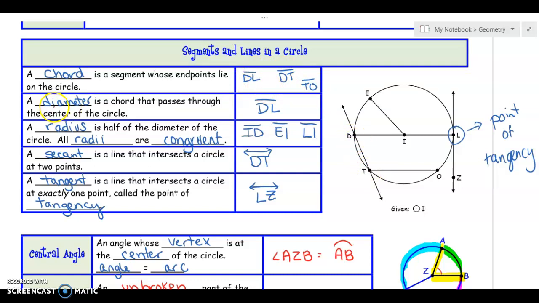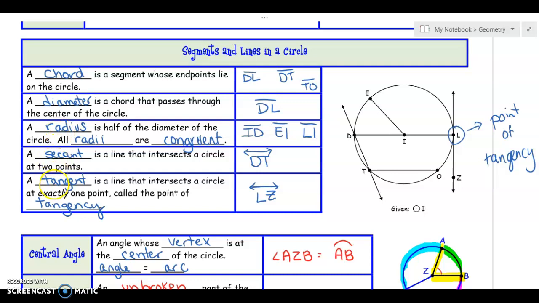A diameter is going to be a chord, but it cuts the circle in half. It goes through the center. So it's going to be like this, DL, right there. A radius is going to go from the center to a point on the circle, so something like ID, IE, IL. Again, those are all segments, and they are going to be exactly half of the diameter.